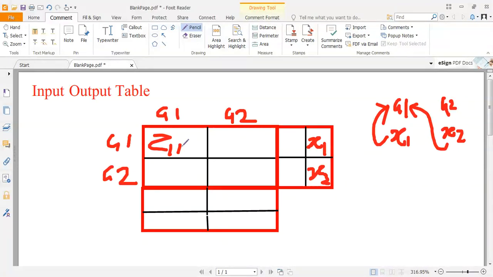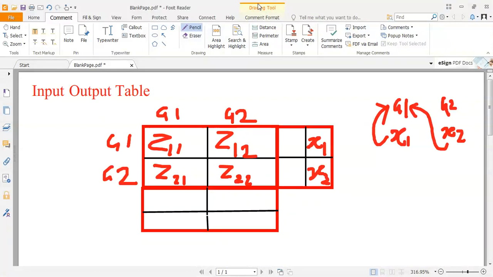So let's say the amount of output from its own sector that goes into the production of the first sector is Z11, and the amount of G1 that goes into the production of X2 is Z12, right? So let's say these are the components. Similarly, G2 is sending Z21 amount of its own goods to production of G1, and Z22 amount of its own outputs to the sector G2.